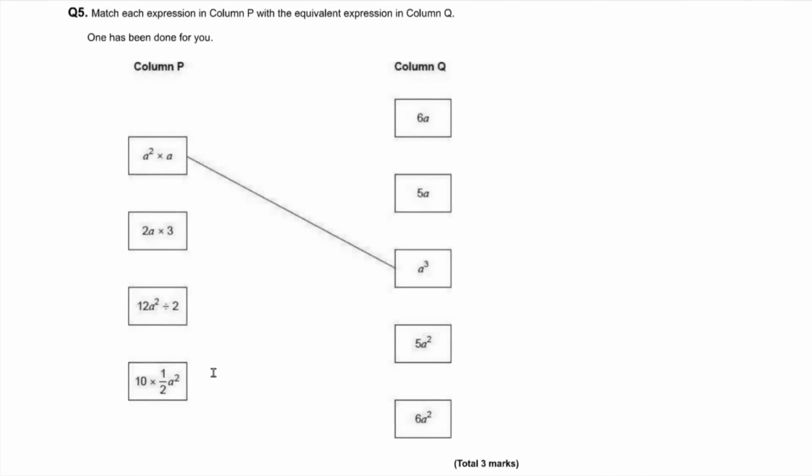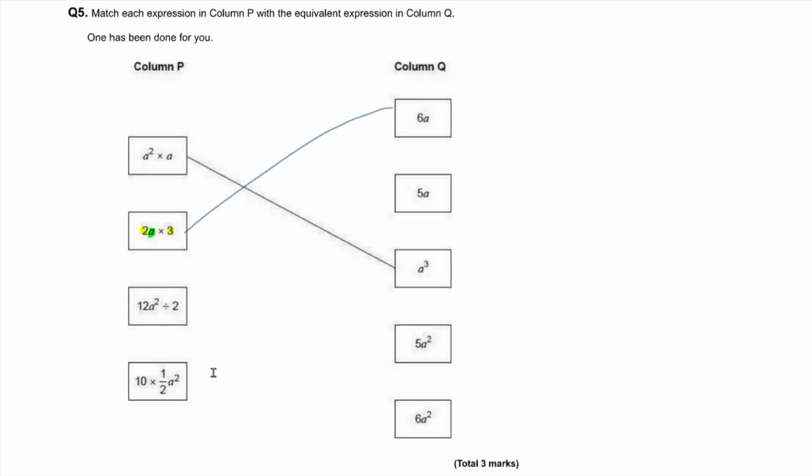Question 5, match each expression in column P with the equivalent expression in column Q. One has been done for you. So a squared times a, that's a cubed, isn't it? Now 2a times 3, so we've got two types of thing here. We've got numbers and letters. And when you multiply these things together, I just multiply like with like. So 2 times 3 is 6. This is going to be 6a. So it goes with this one.